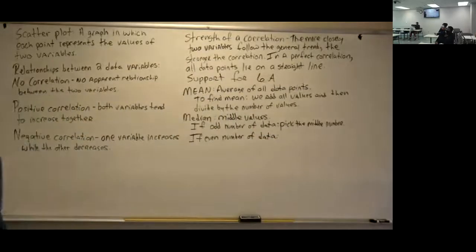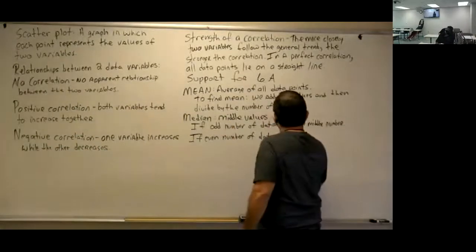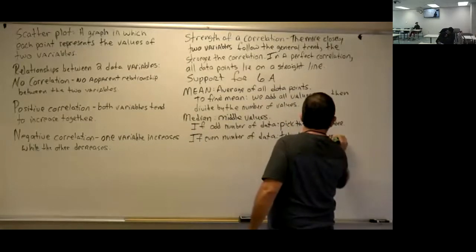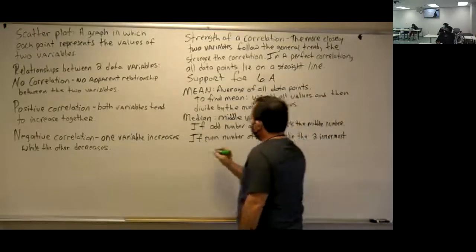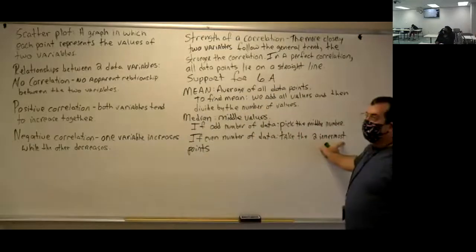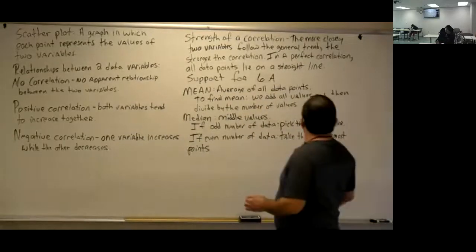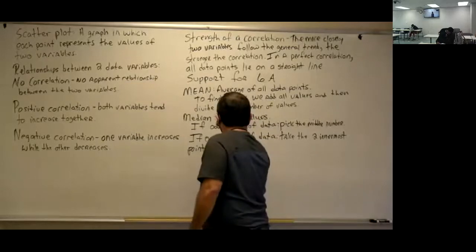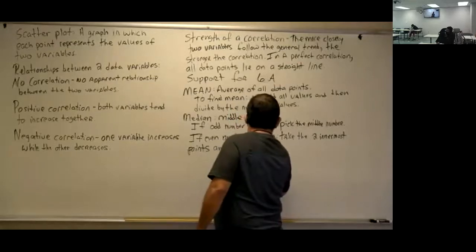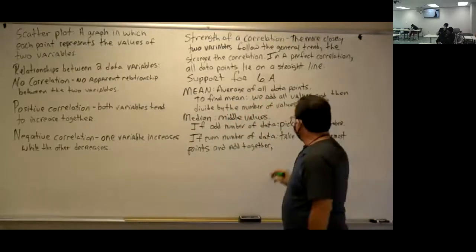So if it's an even number of data points, you take the 2 innermost points, add them, and divide by 2. So take the 2 innermost points, or the 2 in the middle. Okay, the 2 innermost points and add together. Then divide by 2.